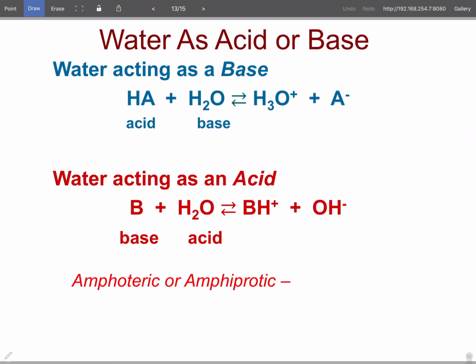So here we go. Water can act as both an acid and a base. When it acts as a base, it gains the proton. So here's your conjugate acid. So it's paired. That would be your conjugate base for the acid. So here it's going to act as an acid. So this is the conjugate base.